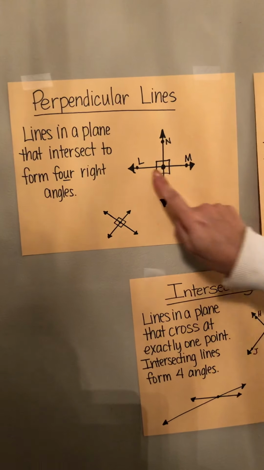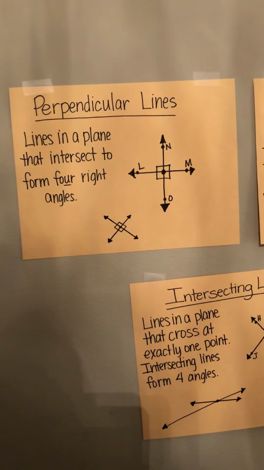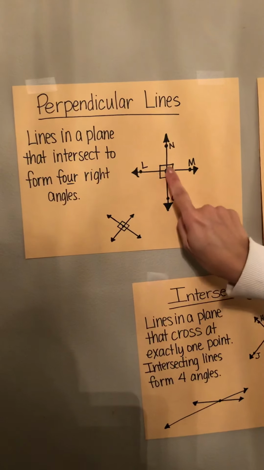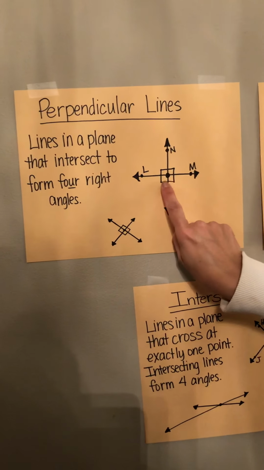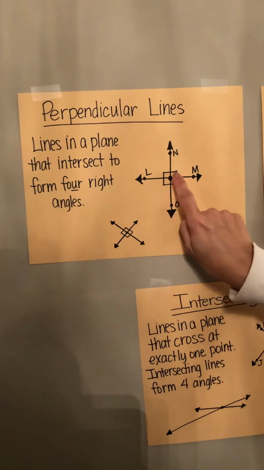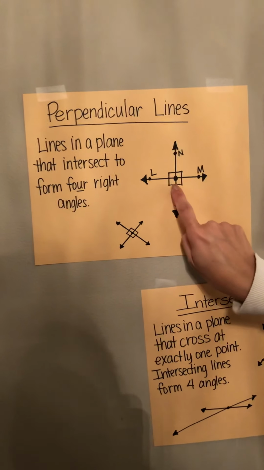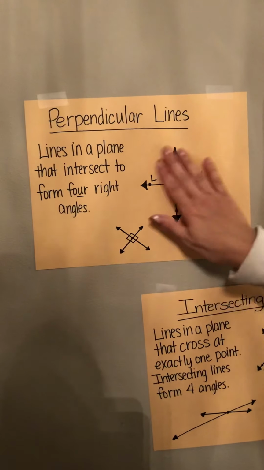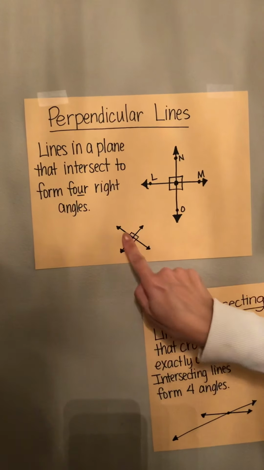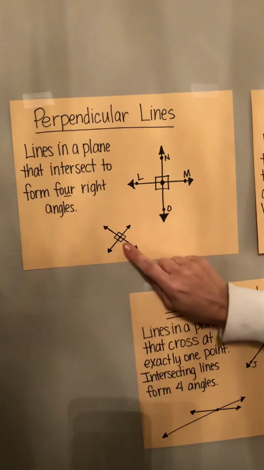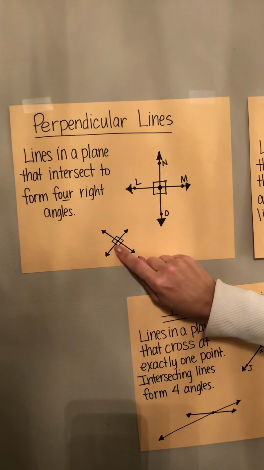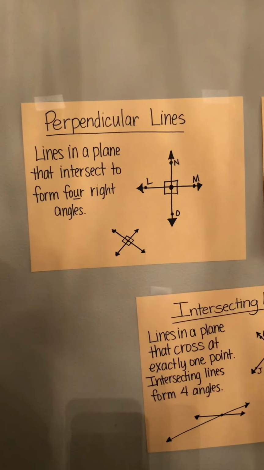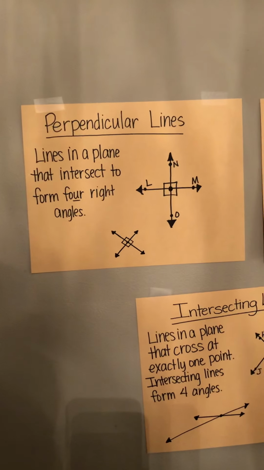So here you see kind of like a T, okay? Where they meet, they form a right angle. And this one is showing this is a right angle, this is a right angle, this is a right angle, and this is a right angle. So this is it, perpendicular lines, okay? It doesn't matter which angle they're on, as long as they form four right angles, they are perpendicular lines.